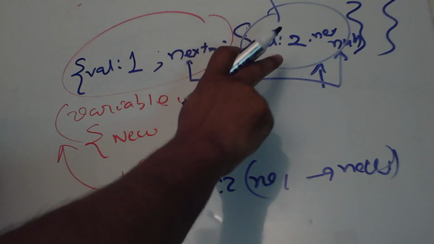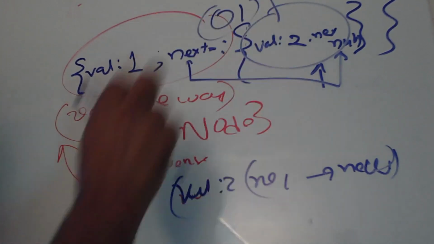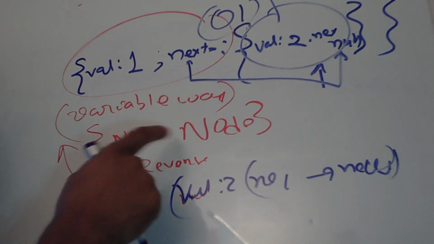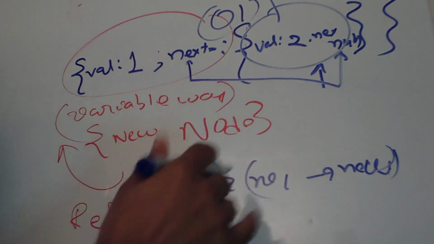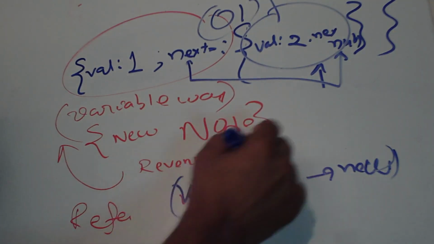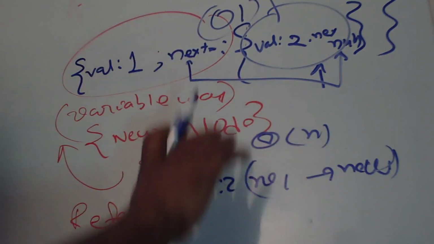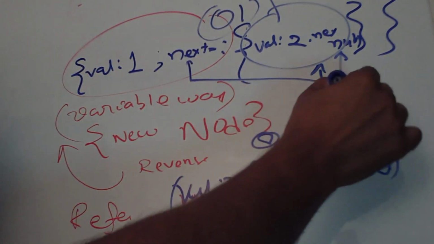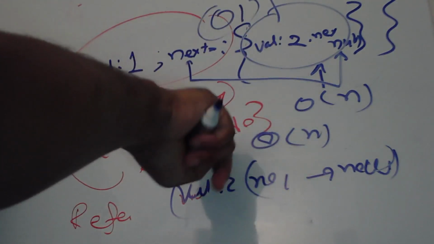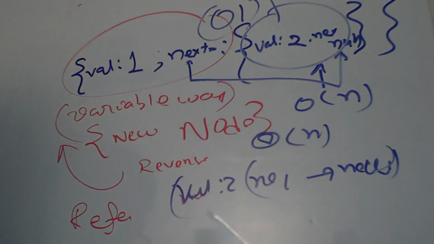In this particular way, we don't have to use extra space, so the space complexity will always be O(1). But in the case where we are using a new variable to reverse the linked list, it will need the same amount of extra space, so the space complexity will become O(n). The time complexity in both cases is O(n). But in the reference method we're going to save some space, and in the variable method we will be using the same amount of space as the original one.